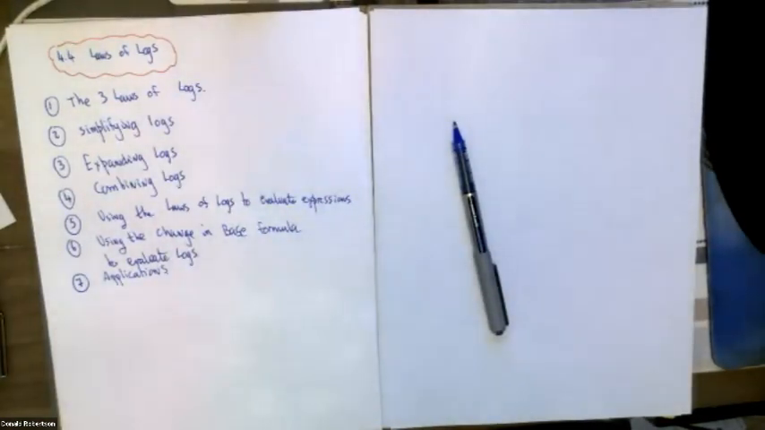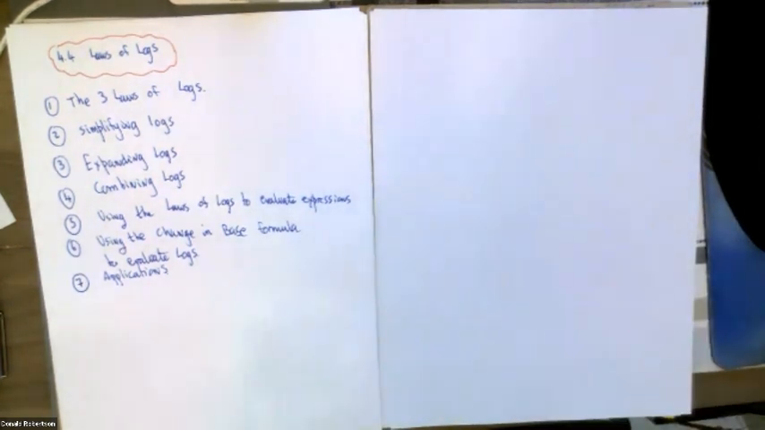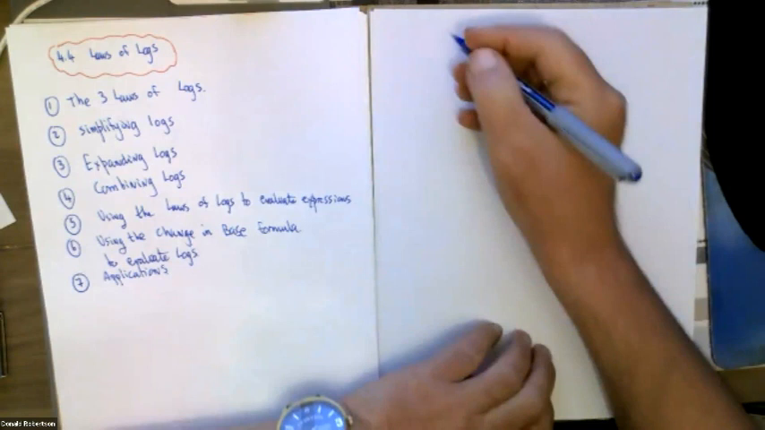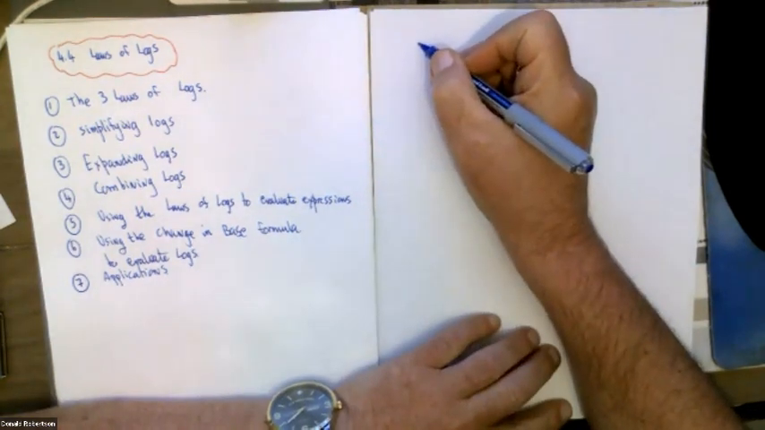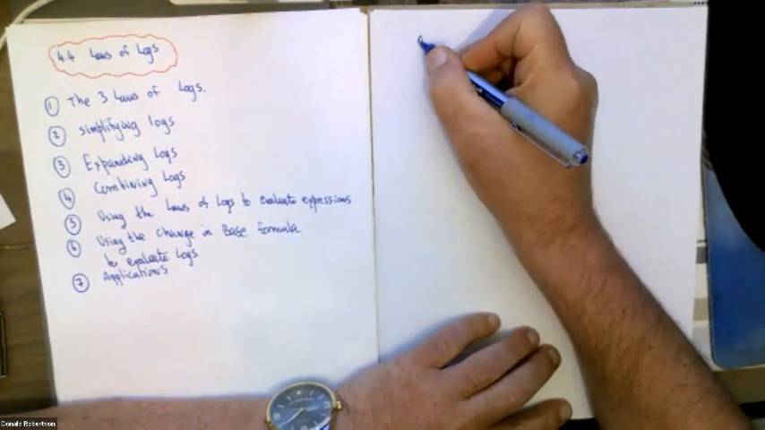Well, hello everyone. This is us moving on to section 4.4, and we're going to be looking at the laws of logs. So the first thing we're going to start with is called the 3 laws of logs. Now, how do you, if you can, combine logs? Well, there are 3 rules.